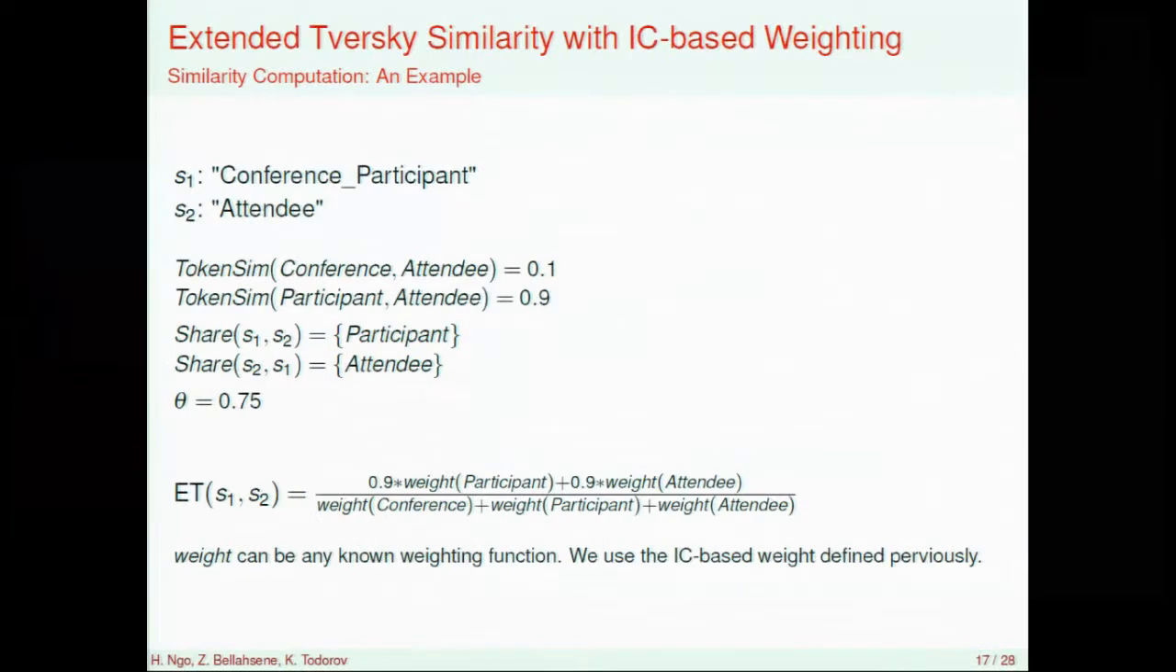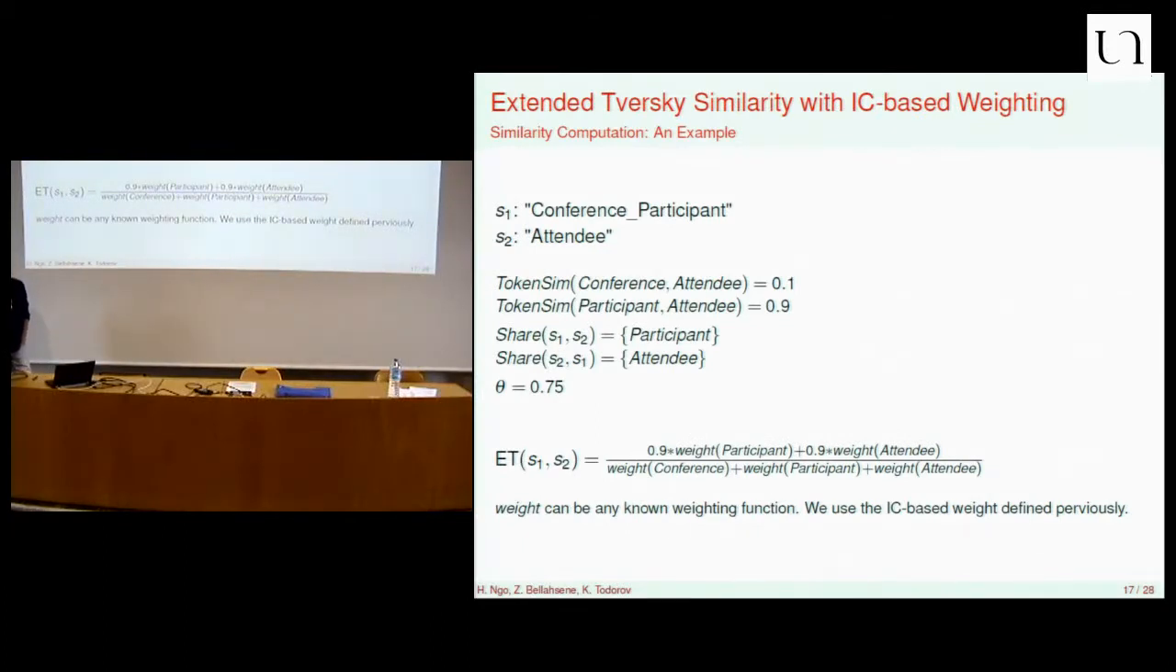Okay, so here I have an example which hopefully would be clearer. We have the labels S1 and S2, conference participant and attendee. And we have the token similarity between conference and attendee, which is given as 0.1, and the similarity between participant and attendee given as 0.9. We have the common part between S1 and S2, which is defined by the set which contains only the token participant. And then we have the common part between, this time, S2 and S1, which is the set containing the element attendee. We fix a threshold of 0.75 for the similarity. And the extended Tversky similarity here, denoted by ET, will be given in the following way.